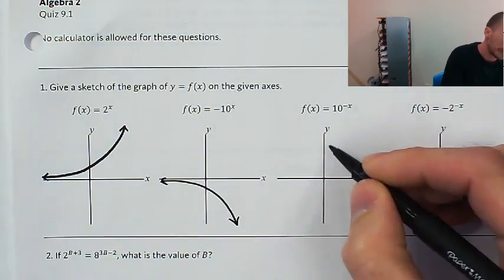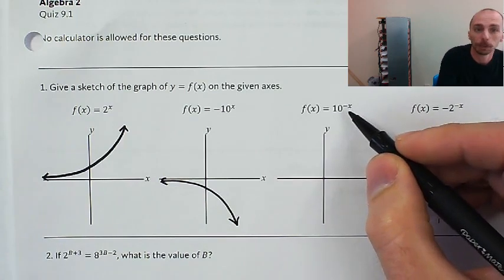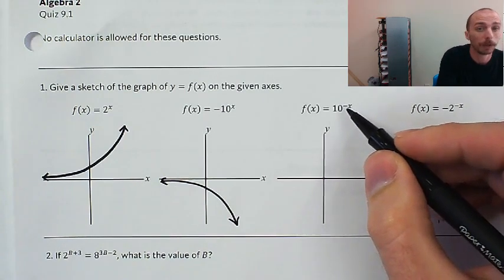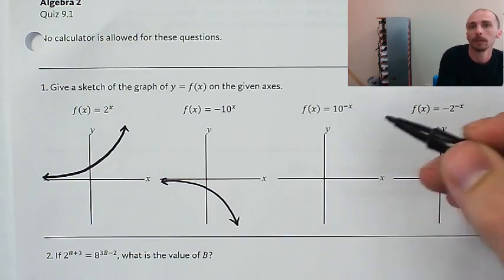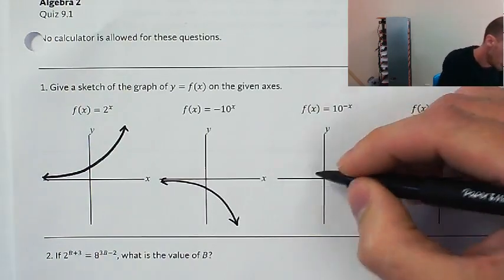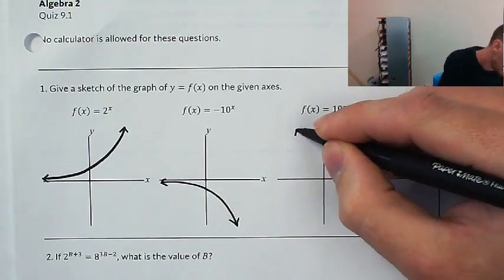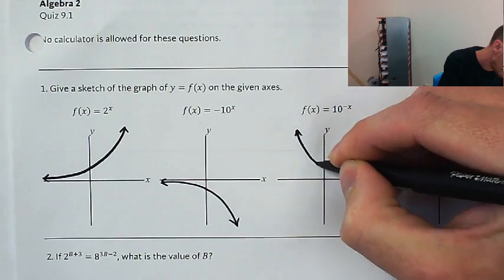Okay. 10 to the negative x, that's exponential decay. That would be the same as 10 to the -1 to the x, or 1/10 to the x, and that's going to get smaller, closer to 0. And so I'm going to say it's coming from above.